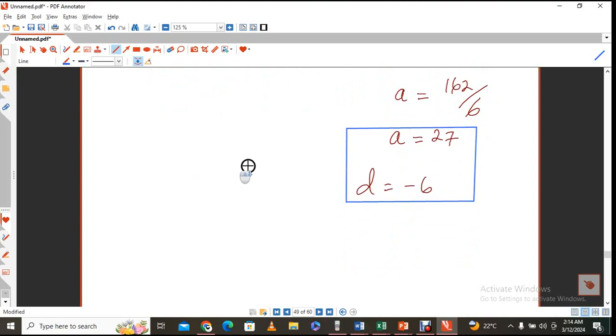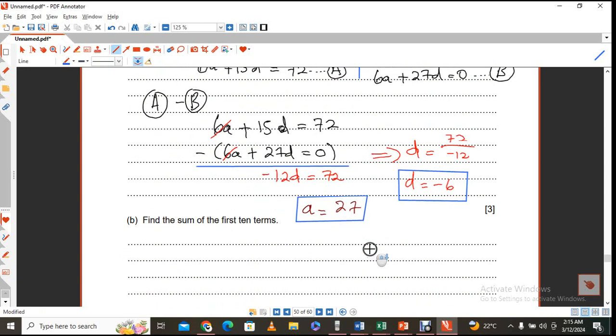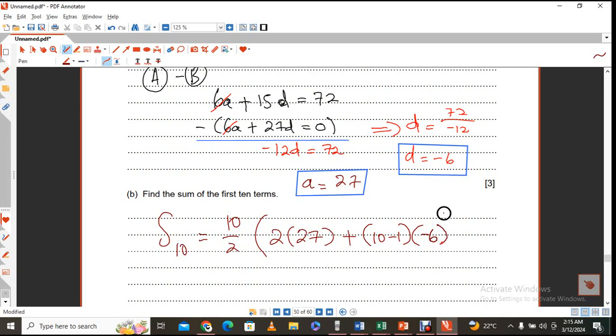All right, so let's go to that question, and I'll write in my value of a. We have now determined that our a value was 27. So now I can answer part B of this question. Part B says now you must find the sum of the first 10 terms. This is actually very straightforward. You use the S sub n formula, and that will be 10 over 2, times 2 times the value of a, which is 27, plus 10 minus 1 times the common difference of negative 6.